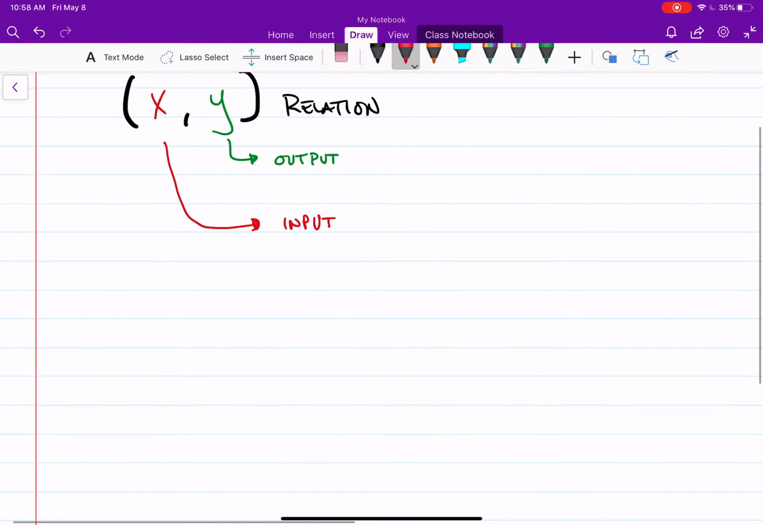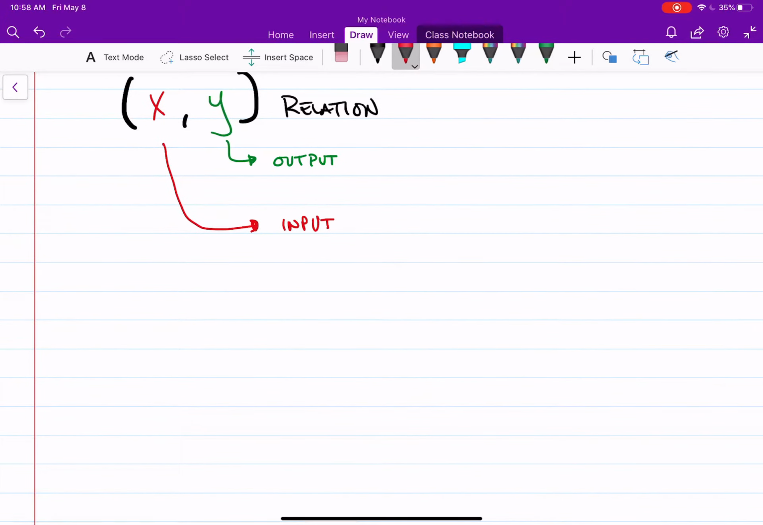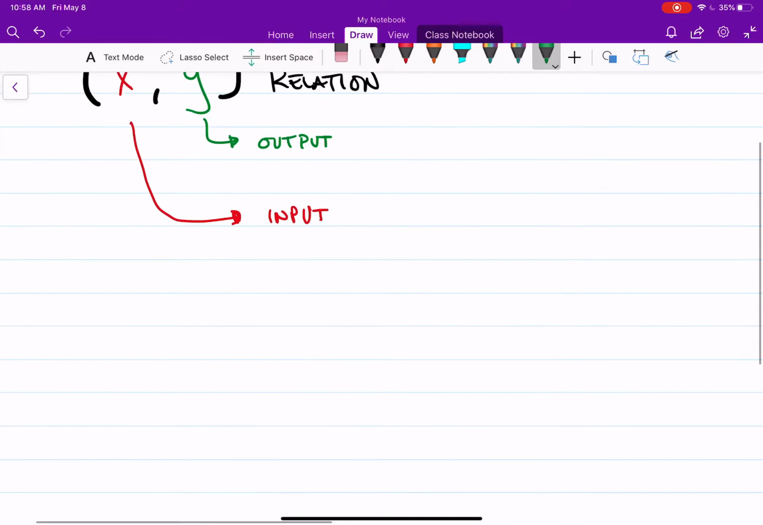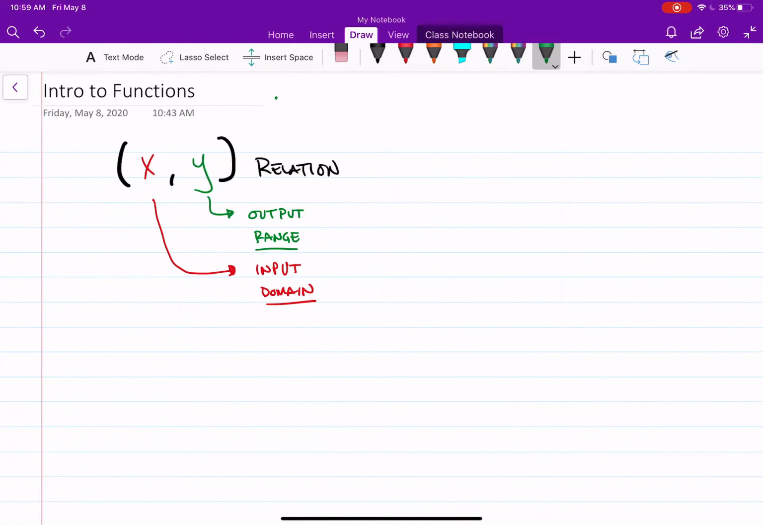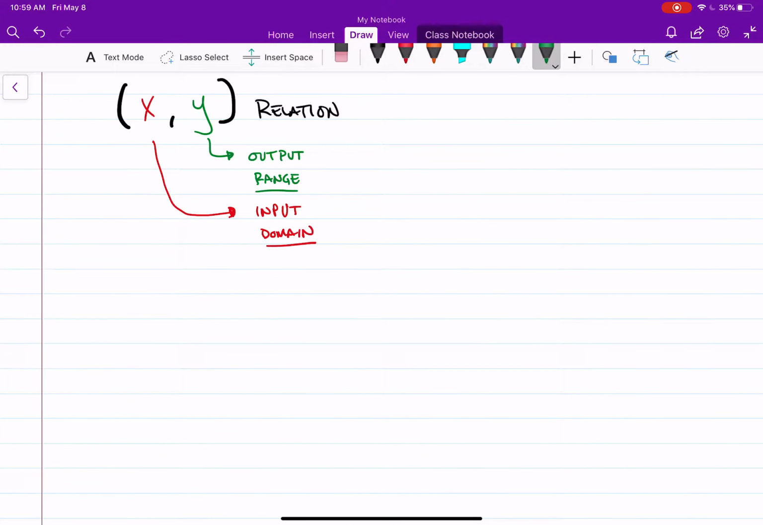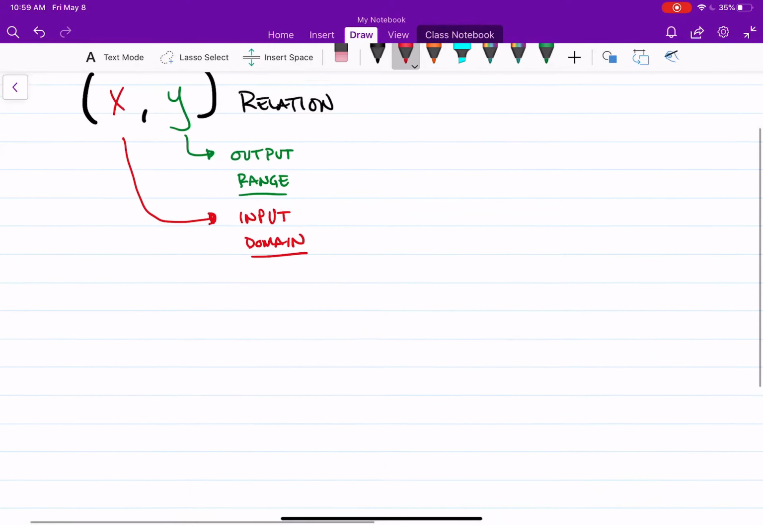So anyways, there's another word for these outputs and inputs as well. So output is also called a range. Input is called a domain. So you're gonna see these two words quite a bit. Okay, so what is domain and range? Well, domain is clearly my x value.